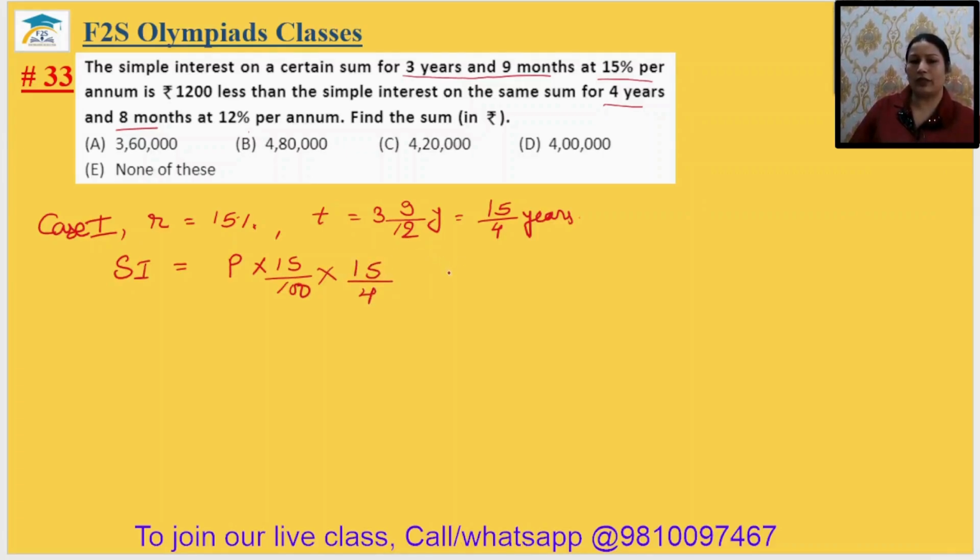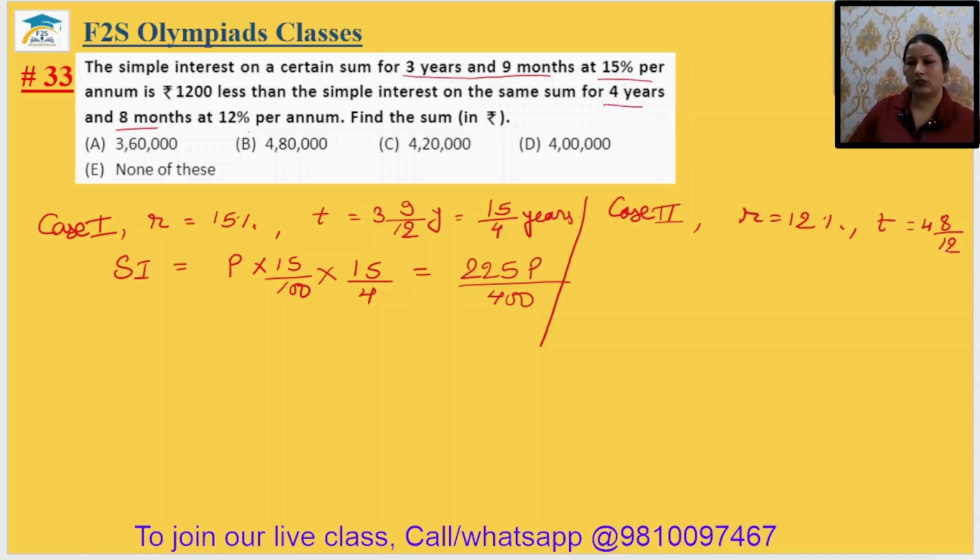When you simplify it, so you will get 225 P by 400. Okay. Now come to case 2. case 2 लेकर चलते हैं. तो case 2 R इक्वल टू 12%, टाइम है यहाँ पर आपका 4 years 8 months, 8/12.